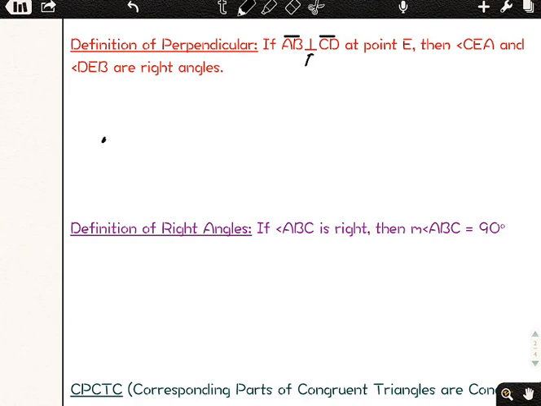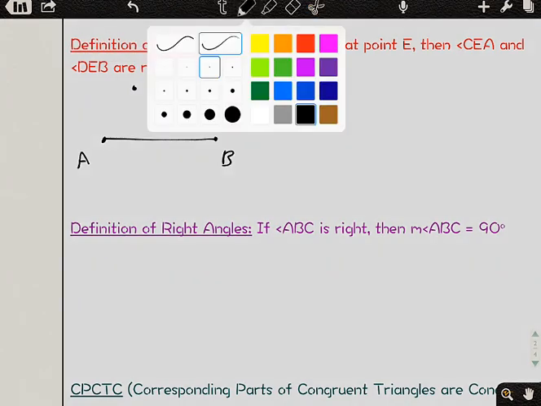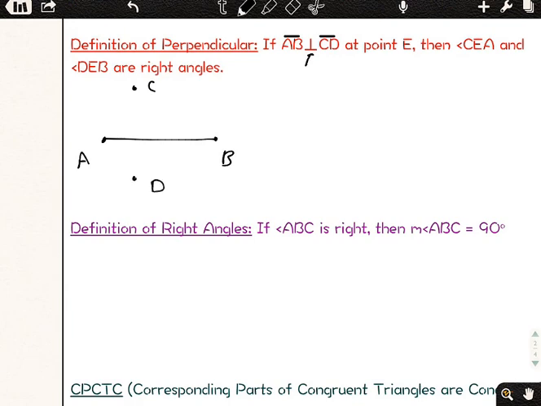So let's draw some things. So we have AB segment. We have CD segment. Okay, and they're going to intersect perpendicularly at E. Okay. That implies that those angles are right. In fact, they're all right. I mean, of course they're all right.